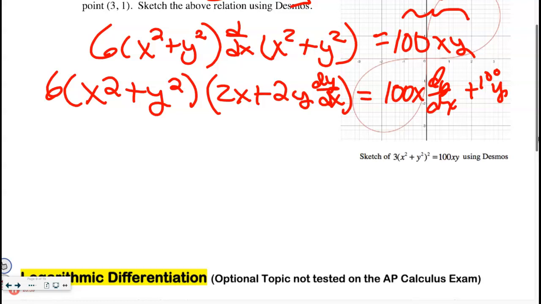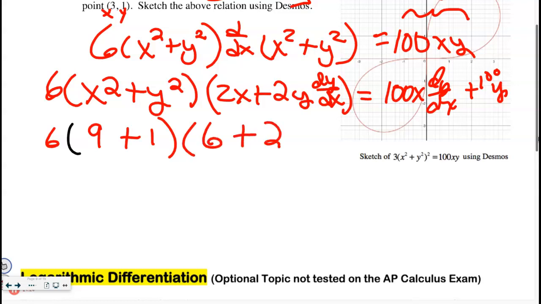All right. So, technically, the process says solve for dy dx. But do you like to work with all those variables? It looks kind of like alphabet soup up there, right? Do you like to work with variables or numbers? Since I'm only doing it at this specific point, I'm going to replace every x with a 3 and every y with a 1 to get rid of a whole bunch of stuff. I'm going to go 6 times 3 squared plus 1, and then 2 times 3 plus 2 times 1. dy dx is what I'm trying to figure out. I'm just getting rid of some of the mess.